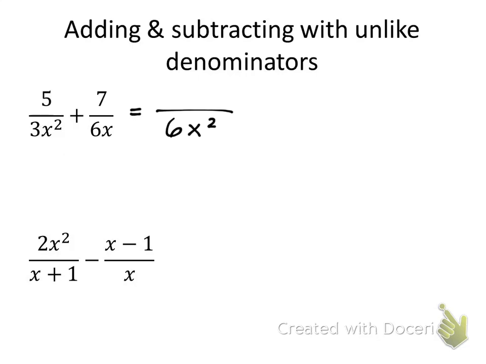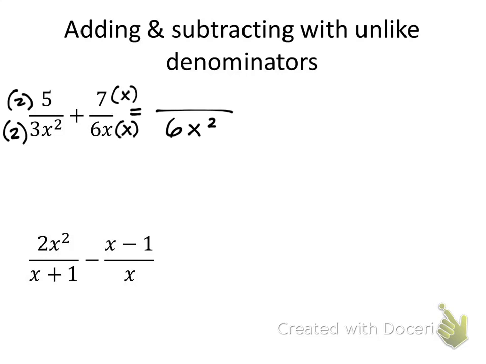So what do I need to multiply by 3x squared to make it 6x squared? 2. Do I need to multiply by an x? No. Nope, just 2. Whatever I do to the bottom, I have to do to the top. What do I need to multiply by 6x to make it 6x squared? X. Whatever I do to the bottom, I got to do to the top.